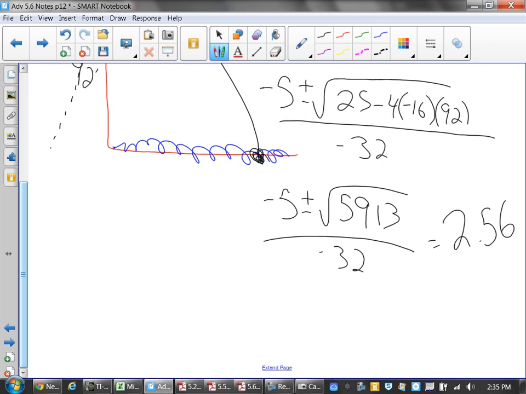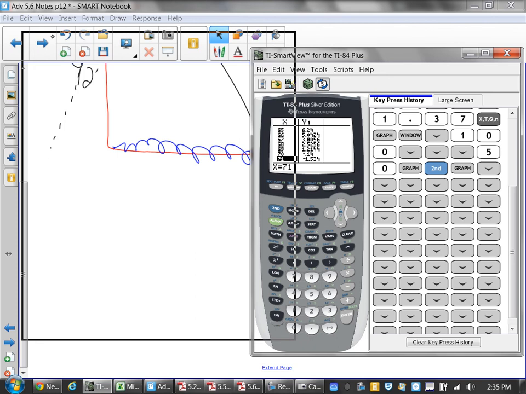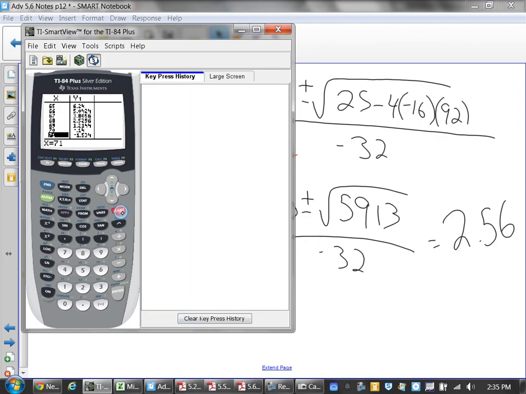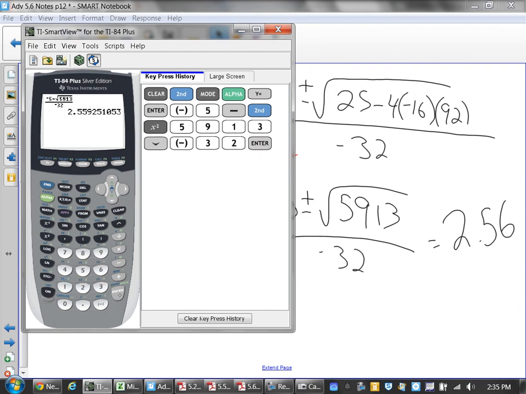How do I solve the square root of that? Yeah, I use a calculator. All I do is this. Alpha y equals -5 minus the square root 5913 over -32. You could literally do that.